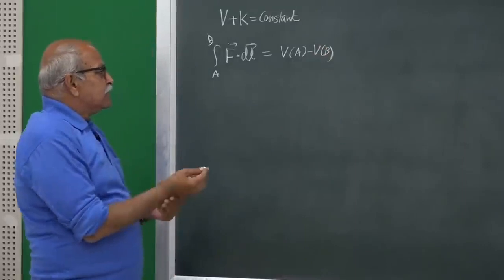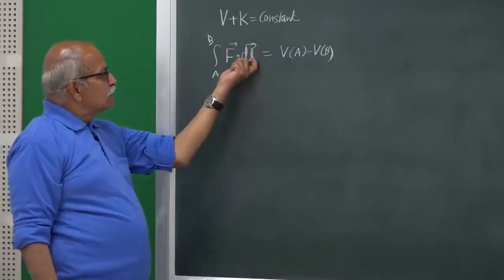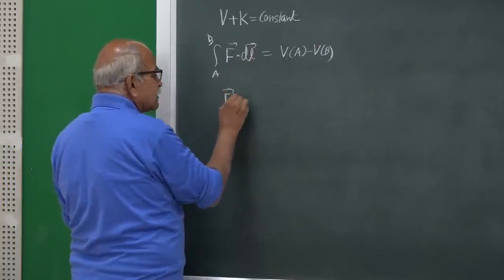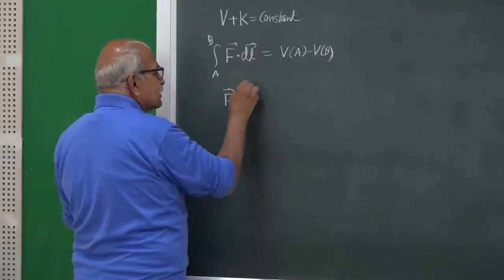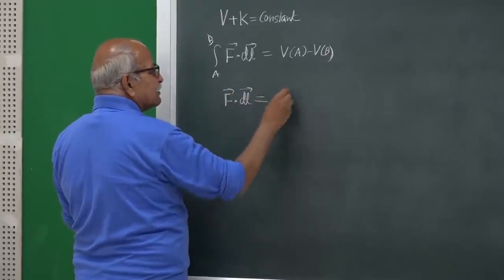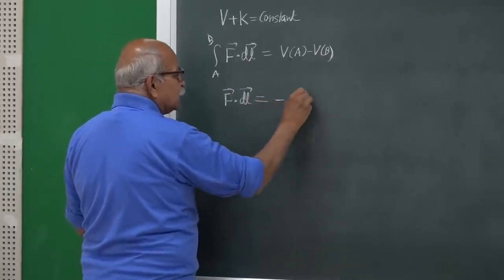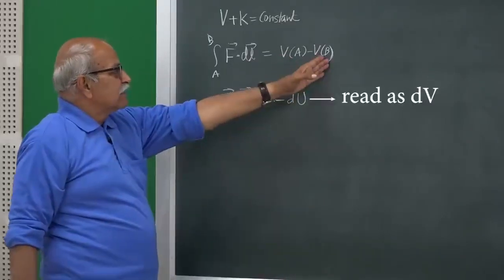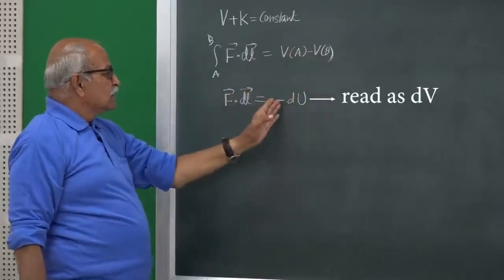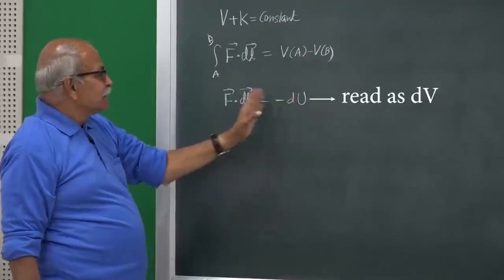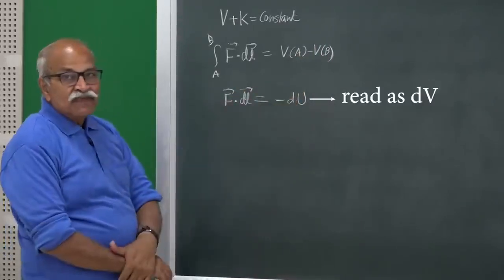So, if you have just a small displacement dl, you can say this F dot dl is a small change in the potential energy, and that is here minus dV, because it is initial minus final, not final minus initial. So, it is minus of a small change in potential energy, and this is it.